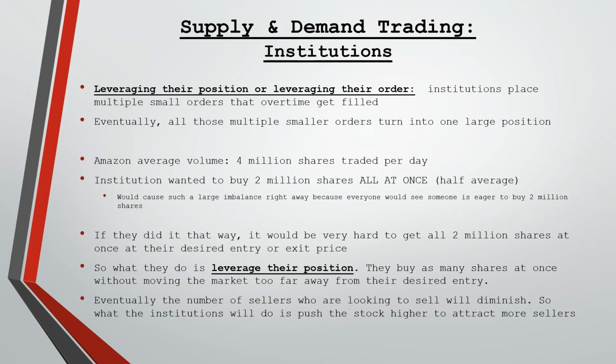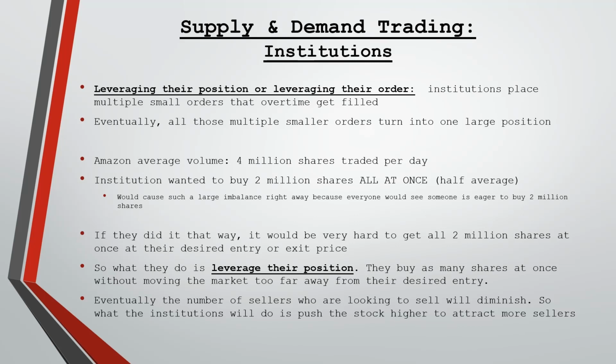So if they pull their full order in at once, price is going to move far away from the desired entry or exit point. So what these institutions do is buy as many shares as possible and leverage their position without moving the market too far away from their desired entry. They get as many shares as they can, these multiple small orders, leveraging in their position multiple times to equal that one big order, and they do this without moving the market too far away, causing a big imbalance right away, right?